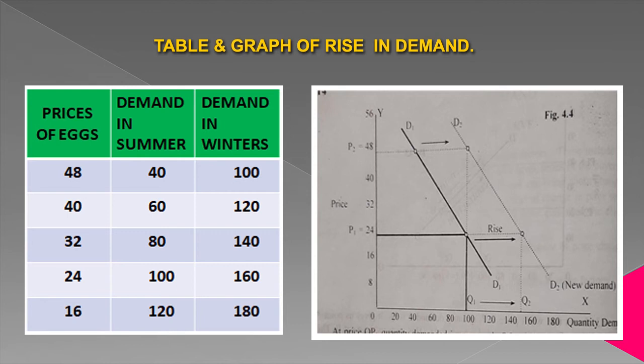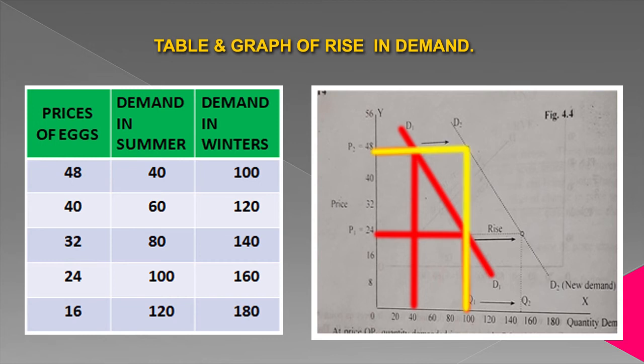You can see in the graph, suppose price is 48. At price 48, demand is 40 items. At price 24, demand is 100 items. When we join these points, we get a curve, and that curve is known as demand curve. Now price remains the same, that is 48.